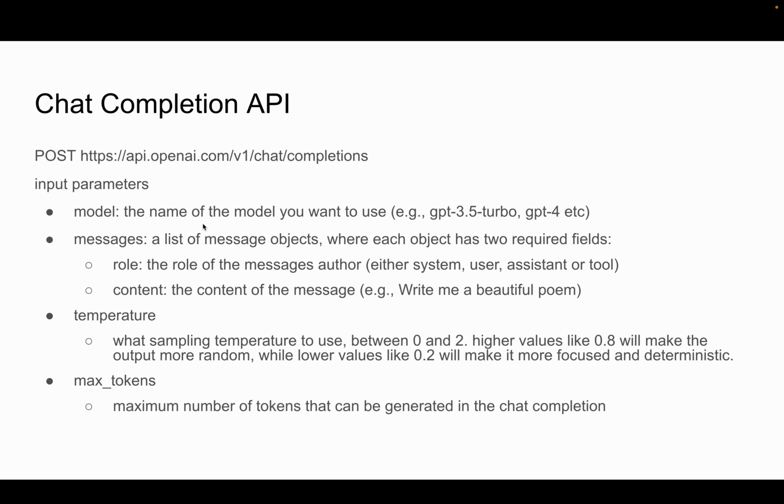For the messages, it's a list of message objects. Each message has a role. For the role, you can specify system, user, assistant, or tool. The content is the content of the message, for example, write me a beautiful poem.